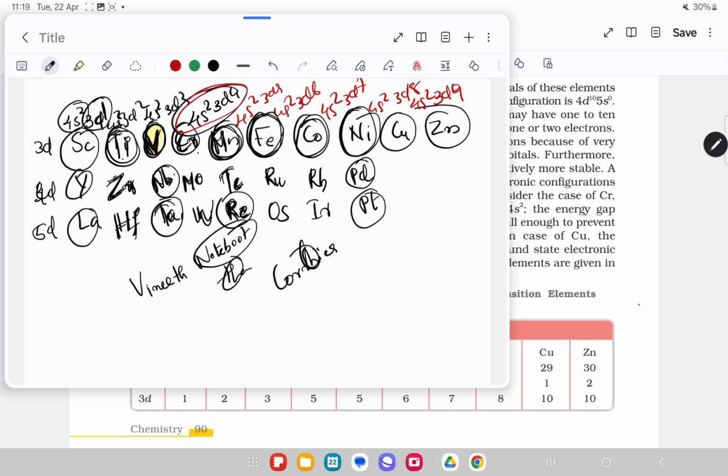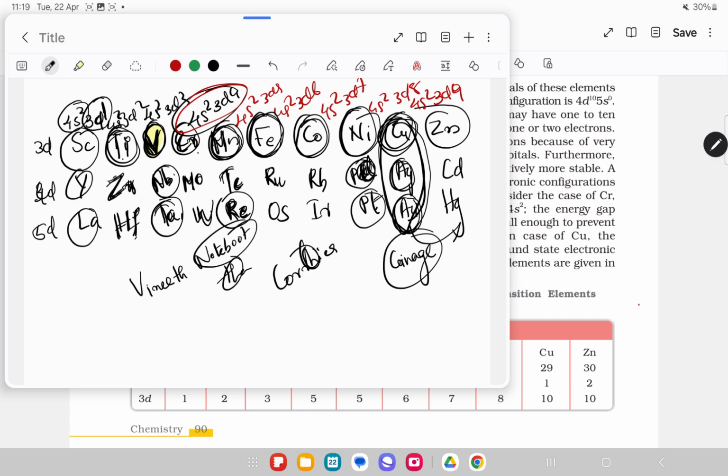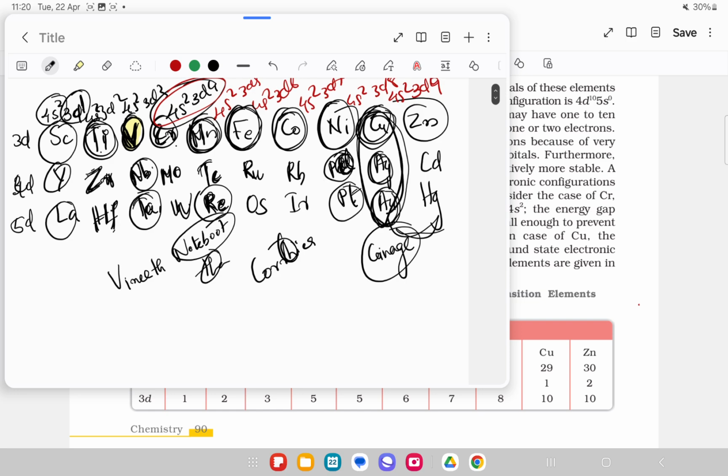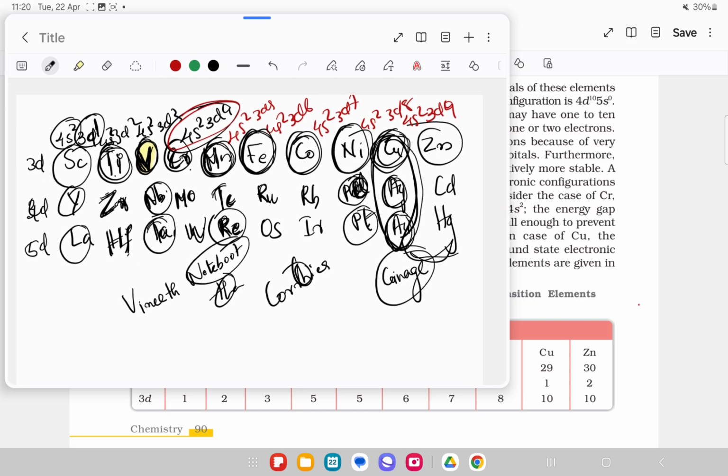Then copper, silver, gold, because they are all metals; silver and gold are precious metals. Copper, silver, gold are also called coinage metals. Now zinc, cadmium, mercury, you already know. These two families I am not remembering with any mnemonics, but you should already know them, because we go through them a lot. So these are the tricks for d block elements.